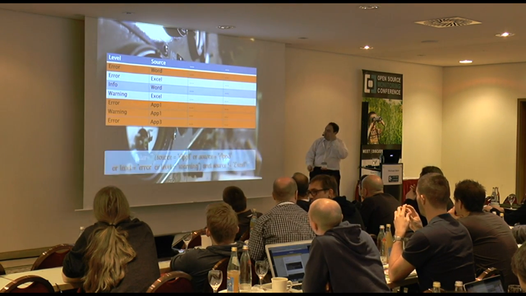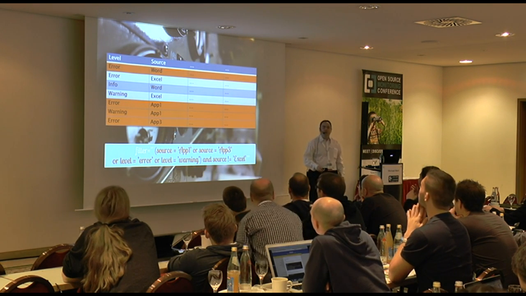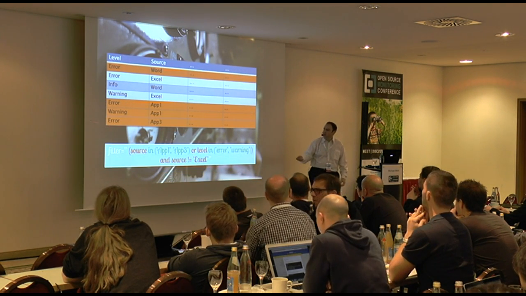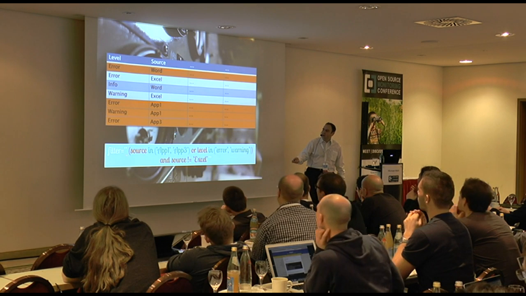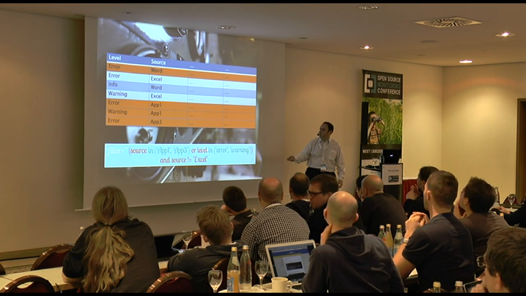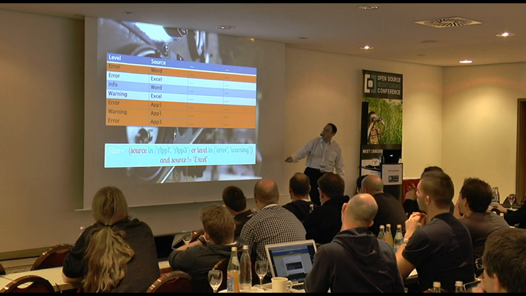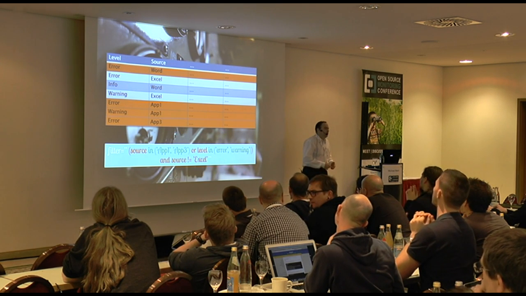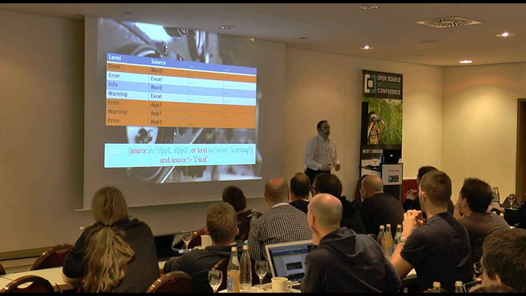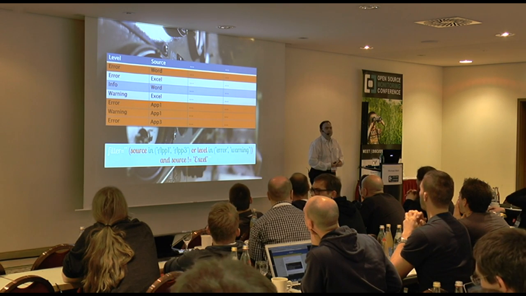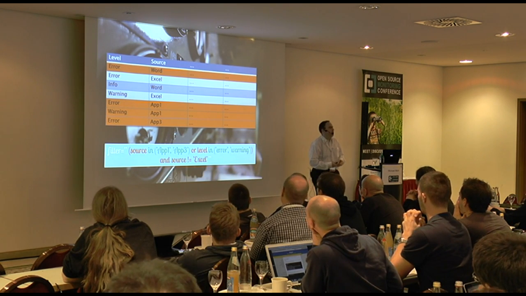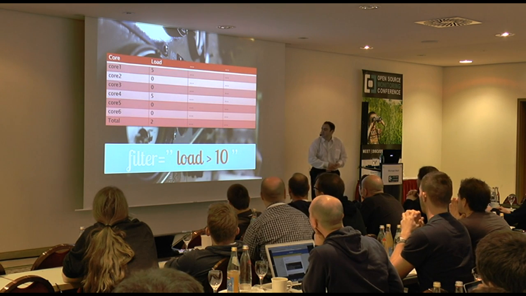But the end result would, of course, be this guy, which is a bit of typing. So to shorten it a bit, we can use the in syntax, which just says if source is this or this or this or this, or level is this or this or this, but not this, we can go on. So do people understand this? Does it make sense for someone? Yeah, that's the good thing.